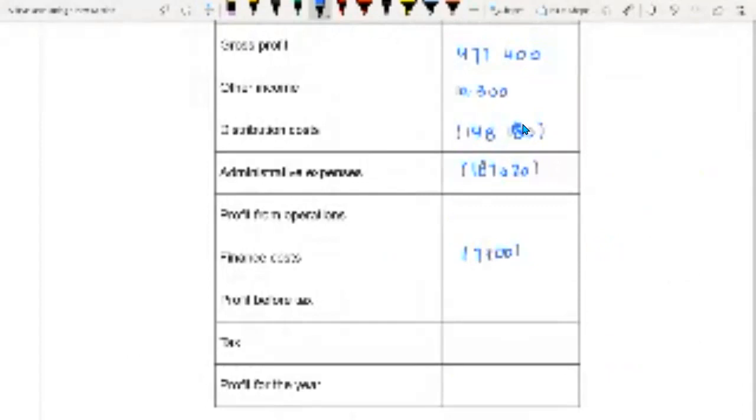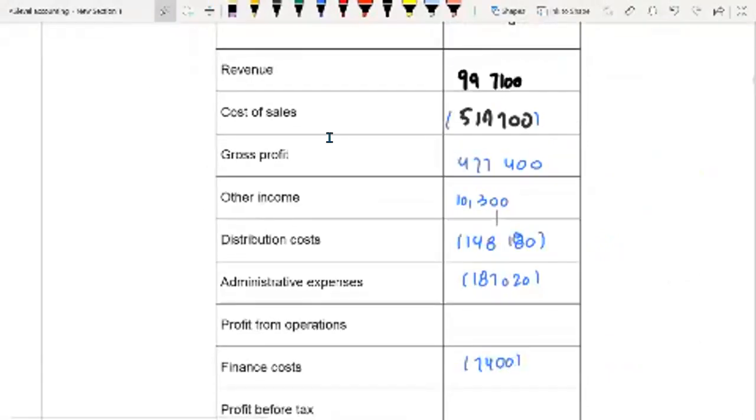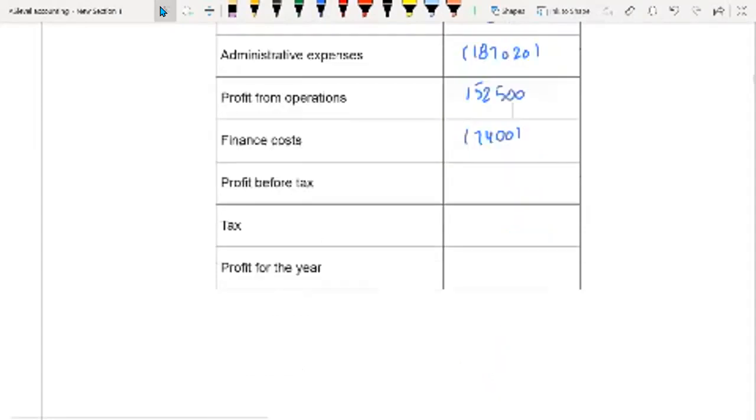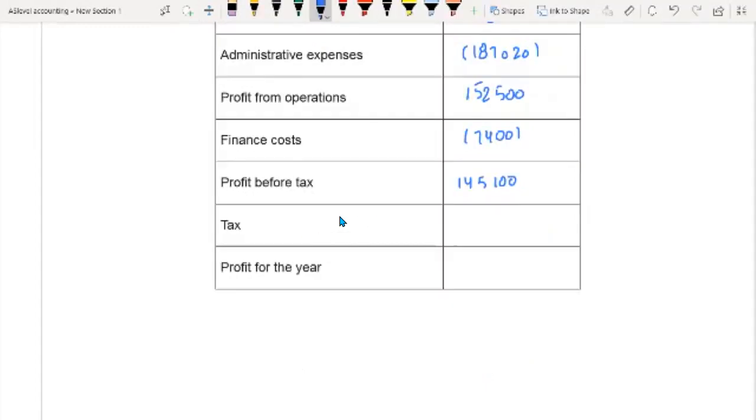Okay, so now let's find out the profit from operations. So gross profit plus other income, minus distribution cost, minus administrative expenses. So we have the profit from operations, which is 152,500. And now deduct the finance cost from the profit from operations. So we have the profit before tax, which is 145,100. And now let's see how much tax we are supposed to pay.